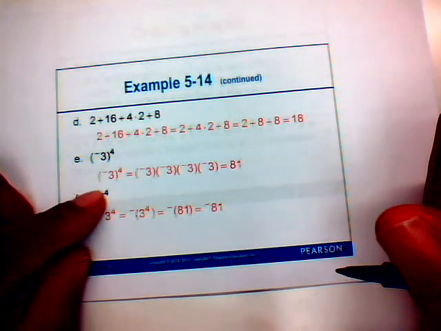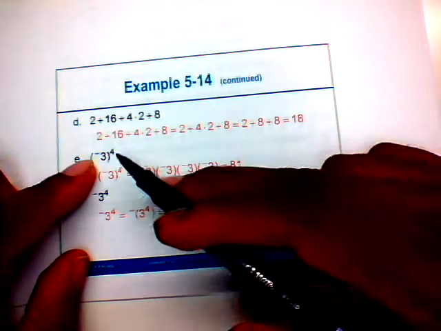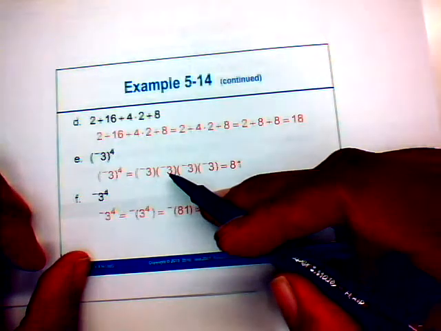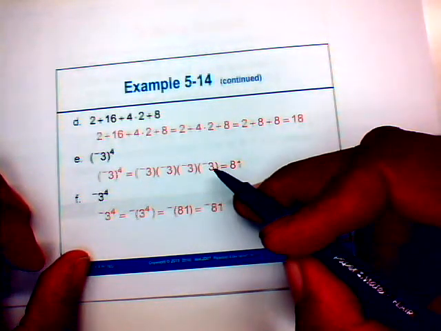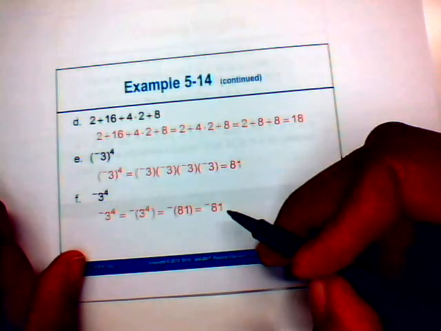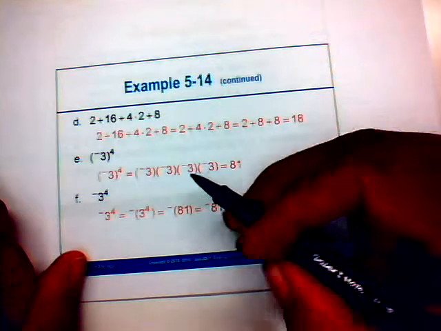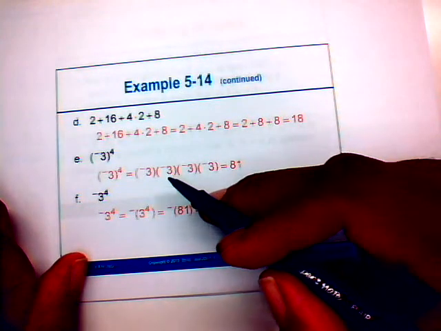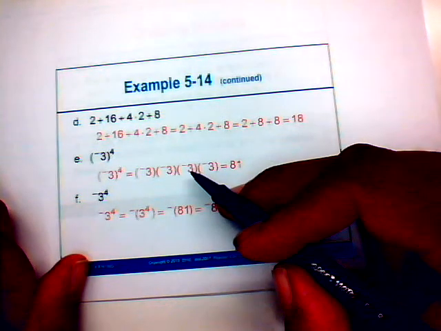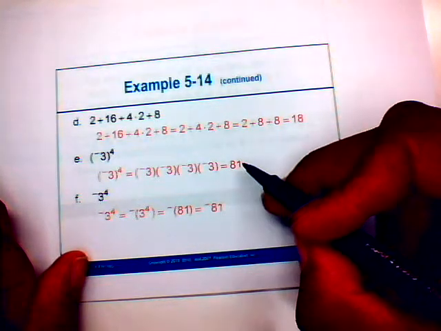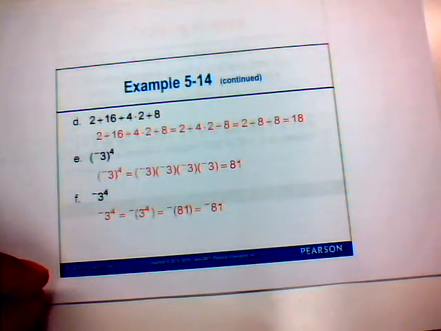negative 3 to the 4th. Now notice the negative 3 is in the parentheses, and that's to the 4th power. So now you're going to have negative 3 times negative 3 times negative 3 times negative 3. Because that exponent of 4 tells me that negative 3 is used as a factor 4 times. So if you multiply negative 3 times negative 3, you're going to get positive 9. Positive 9 times negative 3 will be negative 27. Negative 27 times negative 3 will give you positive 81. So negative 3 in parentheses raised to the 4th power will be 81.